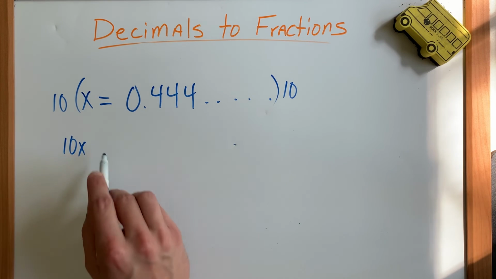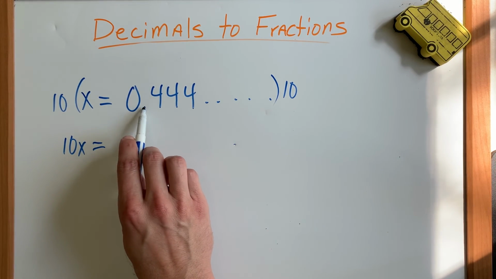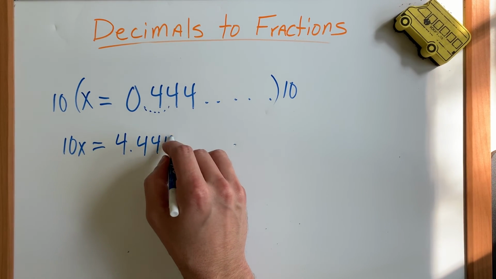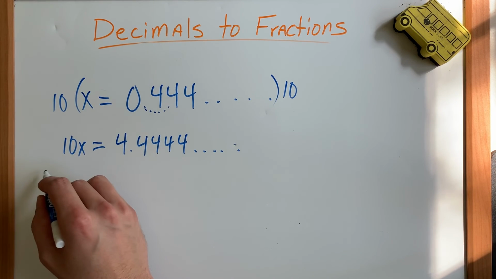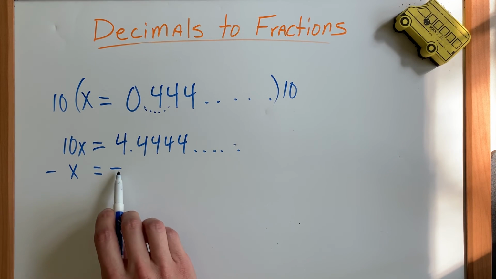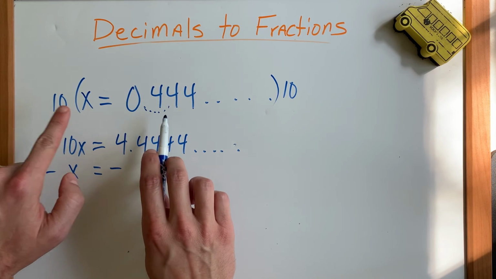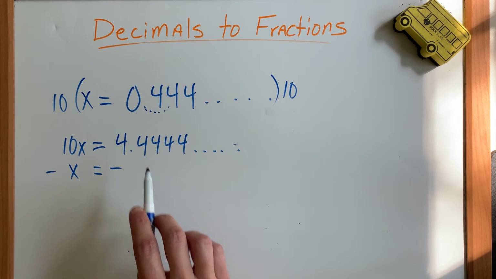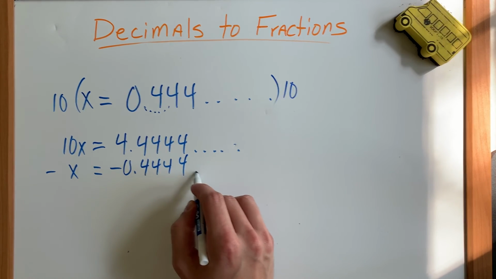and I'm going to get 10x equals, if I multiply this decimal by 10, I'm going to move that decimal one unit to the right, and I get 4.444 out forever. Now we're going to subtract x from both sides. But on the right-hand side, we're going to subtract what x is equal to. This decimal has the same value as x in this problem. So I subtract x over here, and on this side, I'm going to subtract the decimal that it's equal to.